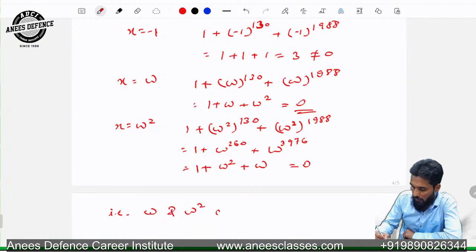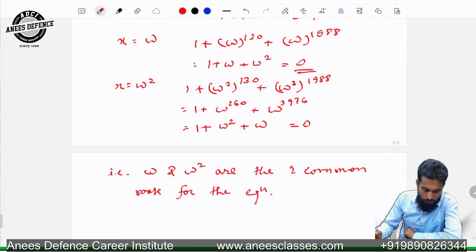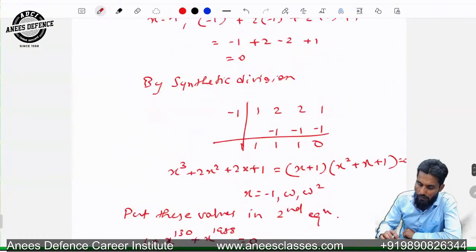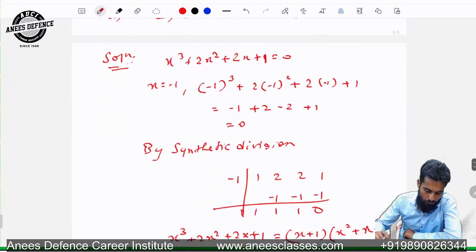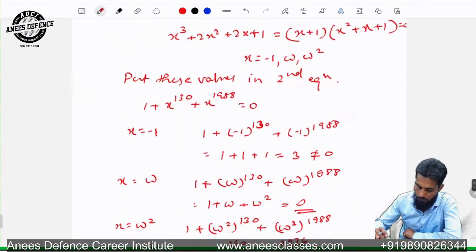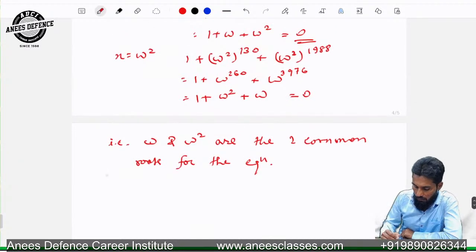It means that omega and omega square are the two common roots for both the equations. So you can tick the options omega and omega square. Two roots are common here. Okay, there will be two solutions for this question. Moving to next question. Hope you have understood this part.